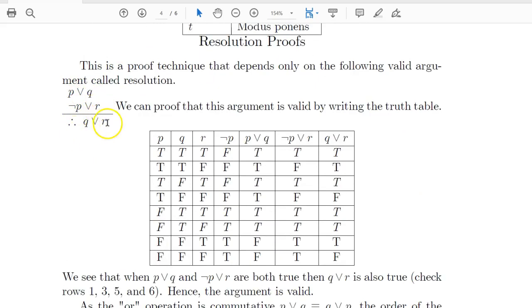And what is formally done here? We eliminate P and not P, and we take the disjunction of what remains. Q remains here, R remains here, we take the disjunction. So formally it is very easy. Disregard P and not P, and take the disjunction of what remains, Q or R.